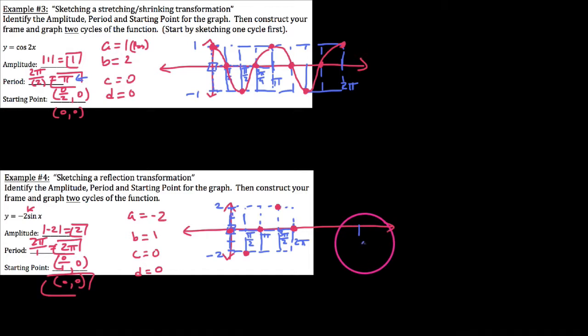And again, to extend this out to 4 pi, all we would need to do is just extend this another period length, cut this in half, cut this in half, cut this in half, and just keep running with it here. We could get 2 cycles of our graph pretty easily. But here's our reflected sine curve that has an amplitude of 2 and a period length of 2 pi.